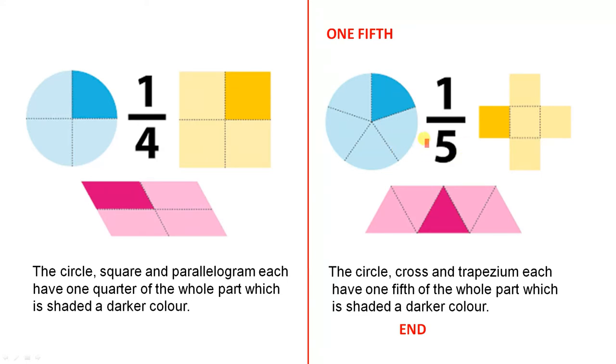And finally, 1/5. The circle, cross, and trapezium each have 1/5 of the whole part which is shaded a darker colour.